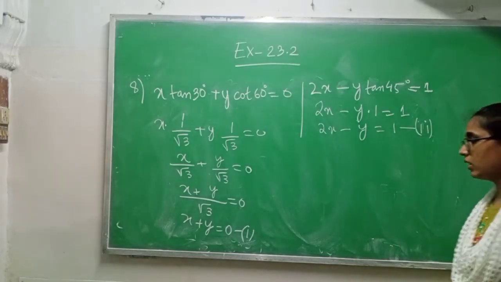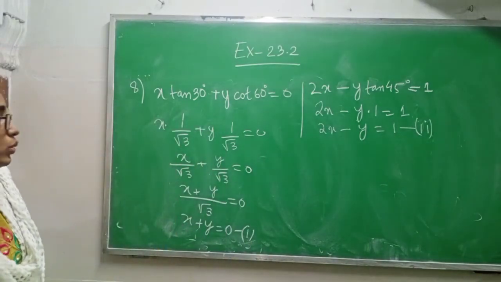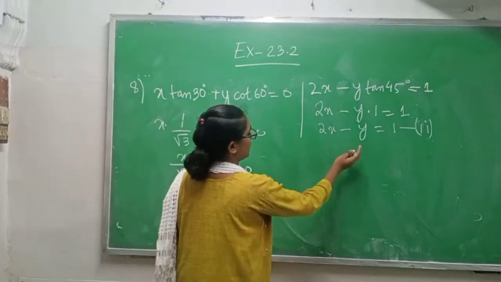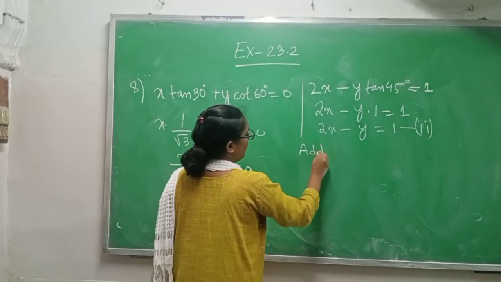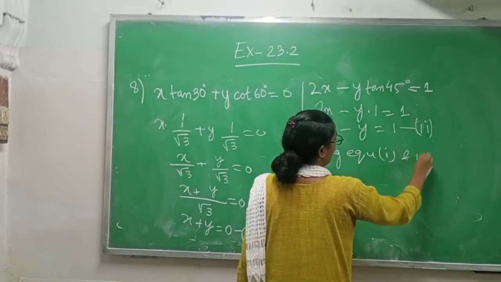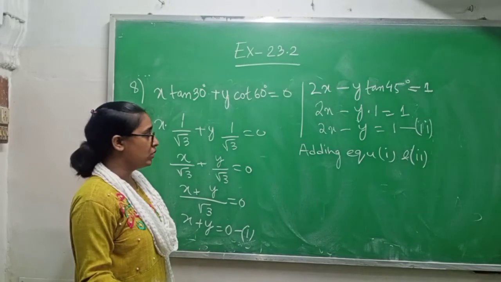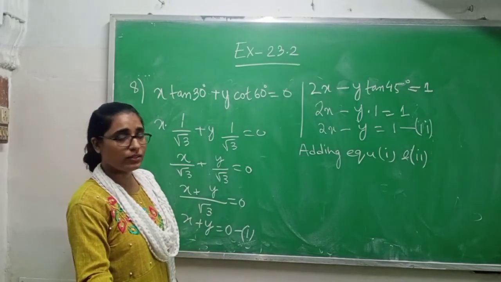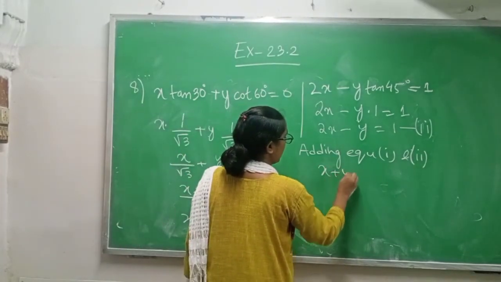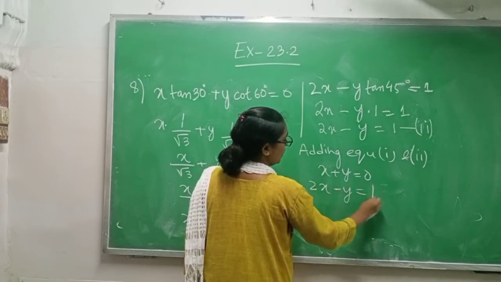Now you can see in equation 1 you have x plus y equals 0, and in equation 2 you have 2x minus y equals 1. Here you have plus y, here you have minus y. What you will write: adding equation 1 and 2. In class 9 you have done linear simultaneous equations, meaning using two equations you can find x and y values. So adding means first you write x plus y equals 0, and the second equation is 2x minus y equals 1.